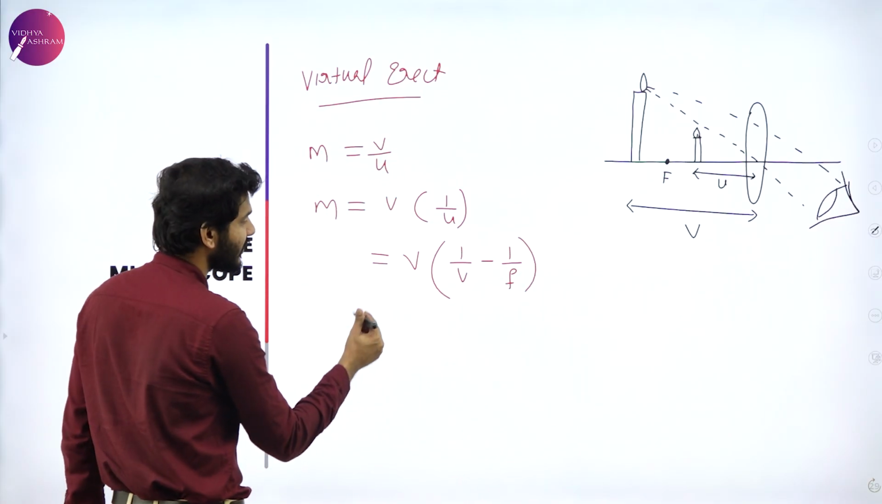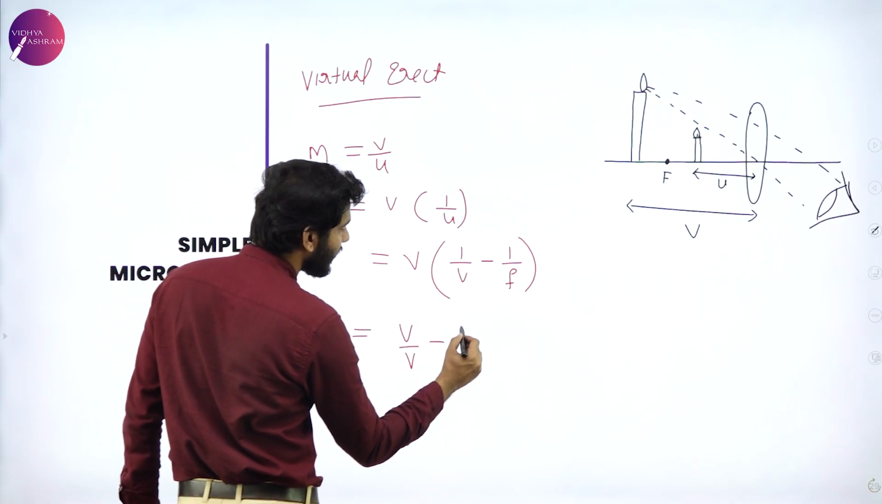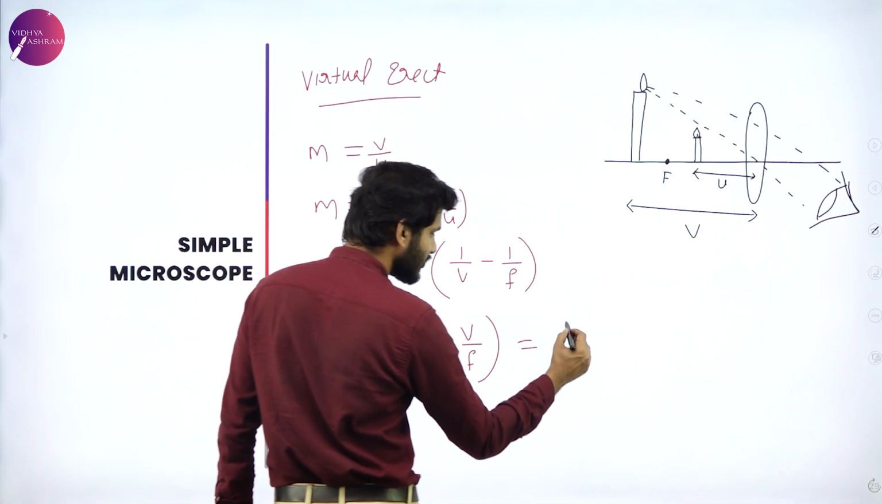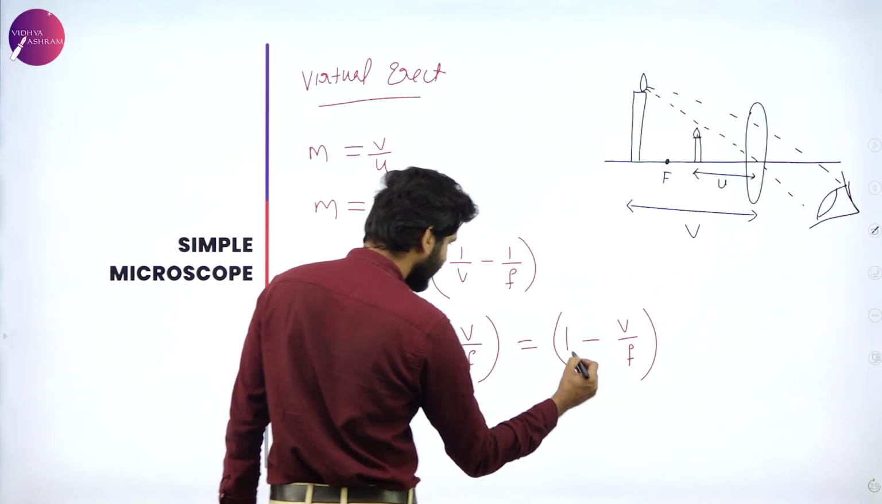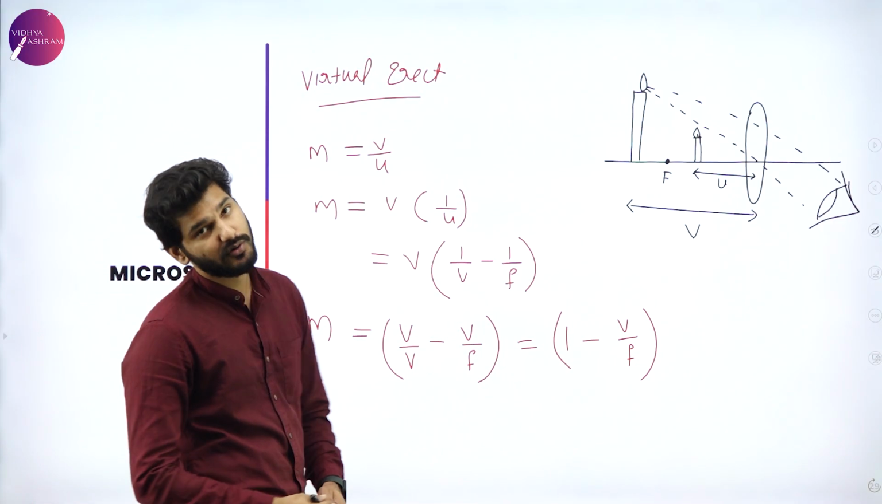Now I am going to open the bracket. If I open the bracket, it will be V by V minus V by F. Or simply this will be equal to 1 minus V by F. So this will be the magnification of the simple microscope.